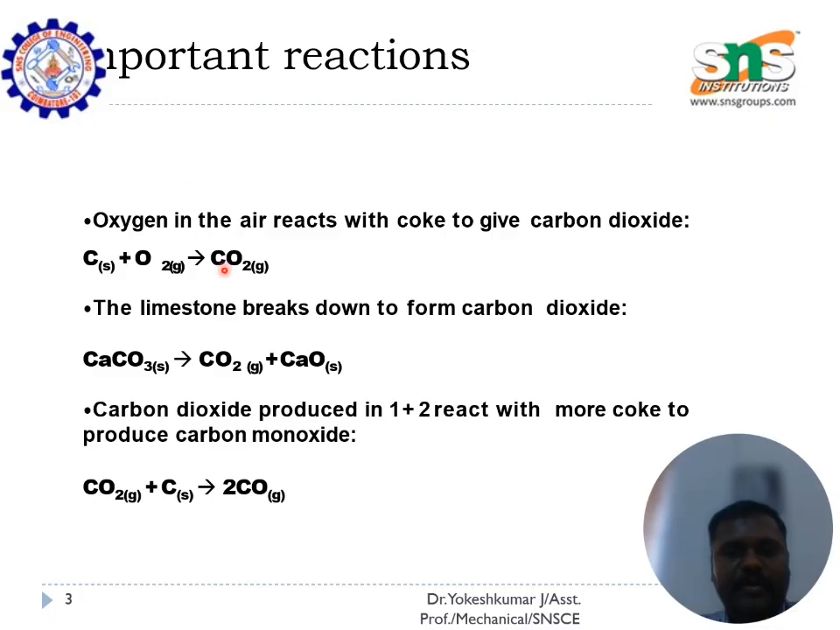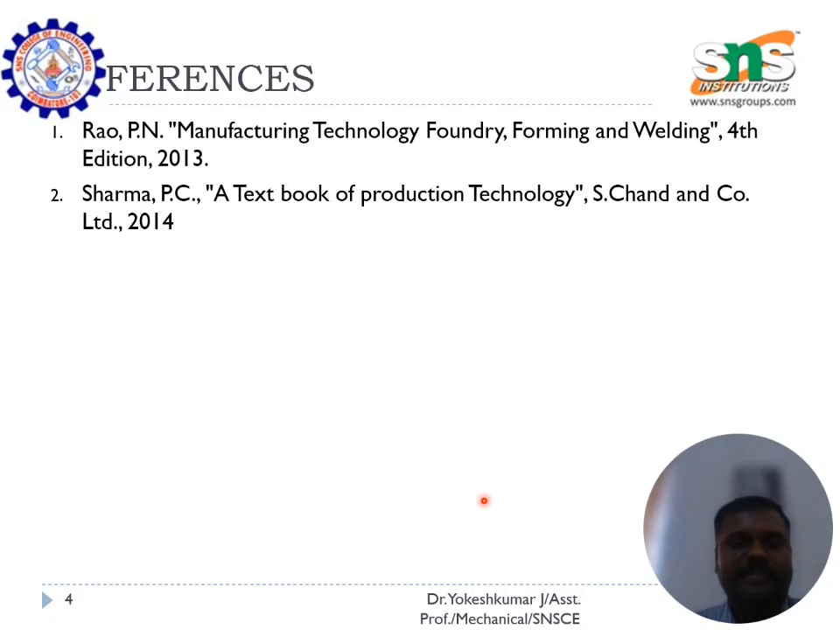And these are all the important reactions for the blast furnace. Oxygen reacts with the coke, that is nothing but carbon, which forms carbon dioxide. And we have limestone, that is CaCO3, which decomposes to form calcium oxide. Then carbon dioxide, produced as a byproduct, reacts with the carbon, which will make carbon monoxide. So these are all the important reactions formed in the blast furnace.